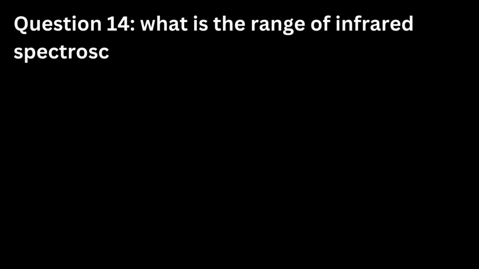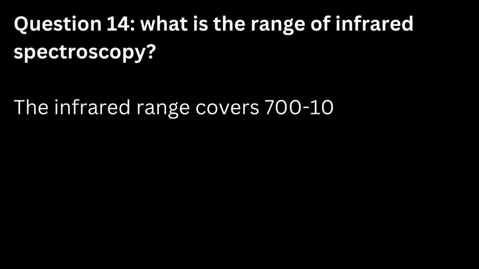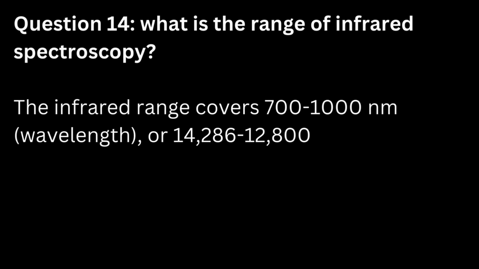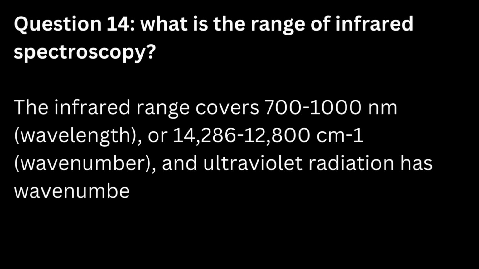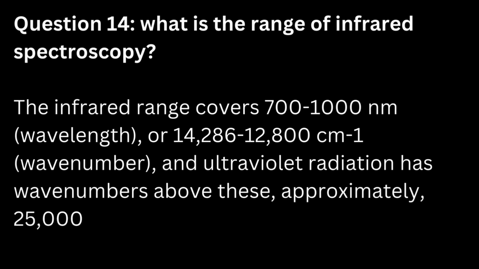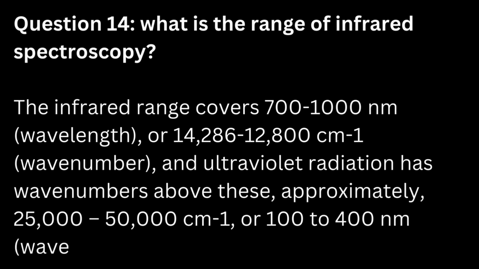Question 14, what is the range of infrared spectroscopy? The infrared range covers 700 to 1000 nanometers, wavelength, or 14,286 to 12,800 centimeters -1, wave number, and ultraviolet radiation has wave numbers above these, approximately 25,000 to 50,000 centimeters -1, or 100 to 400 nanometers, wavelength.